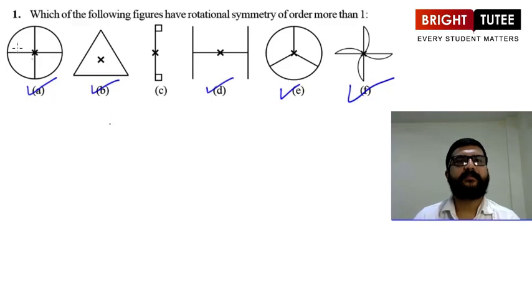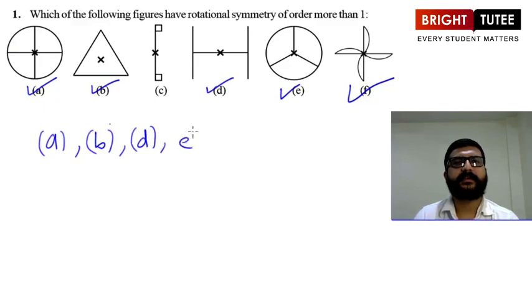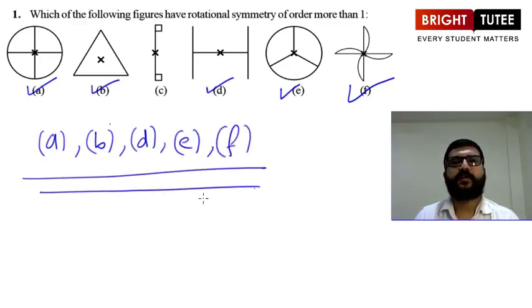So here for this question the answers will be A, B, D, E and F. So for all these figures, rotational symmetry is of order more than 1. Now let's move to the next question.